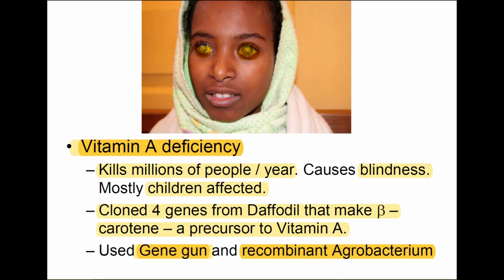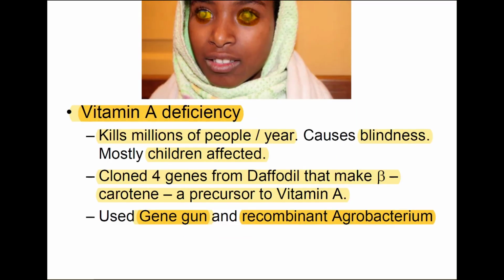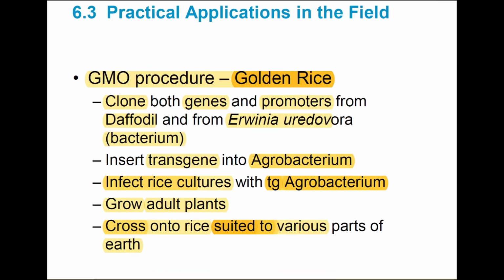Beta-carotene is this long polyunsaturated molecule. It's a fat precursor to vitamin A. A gene gun and recombinant agrobacterium were used in order to produce this. It's called golden rice. Both genes and promoters of daffodil and Erwinia, which is a bacterium, are inserted into agrobacterium, right? Transgene means it's not normally found in this bacterium. This is into the Ti plasmid. In fact, rice cultures with transgenic agrobacterium grow into plants, crossed with rice suited to various parts of the earth.